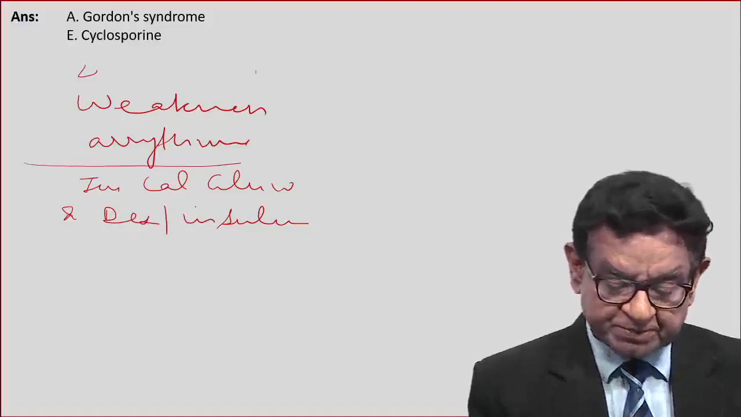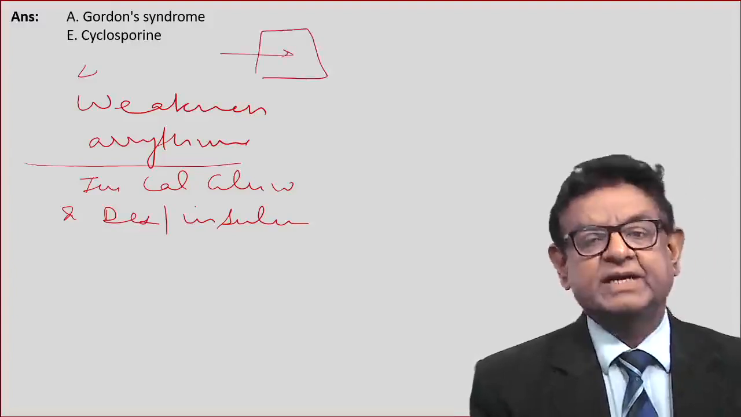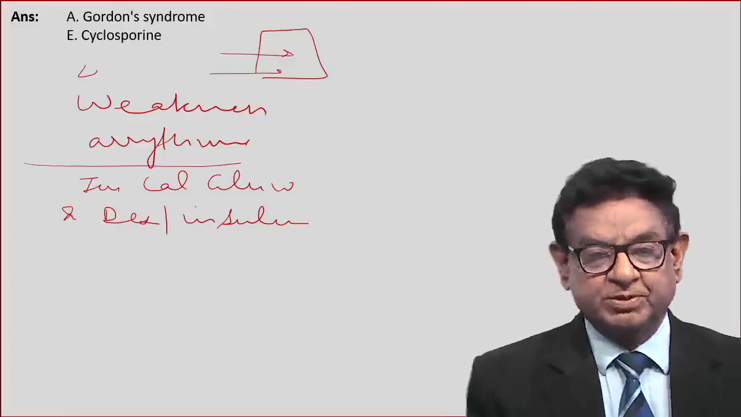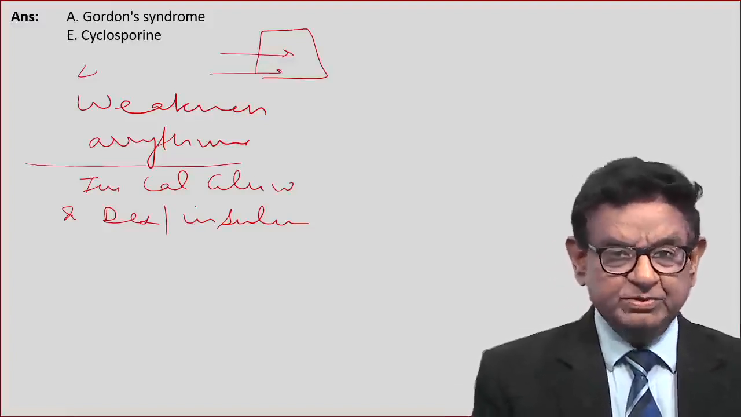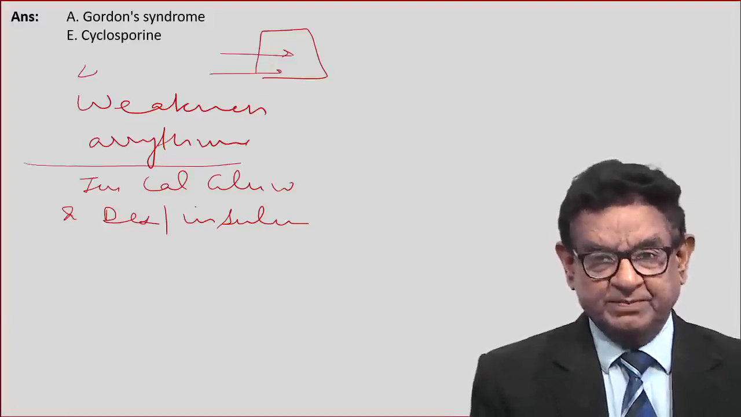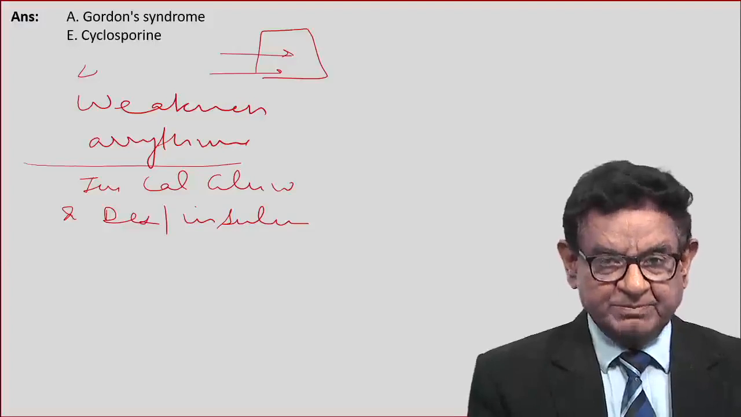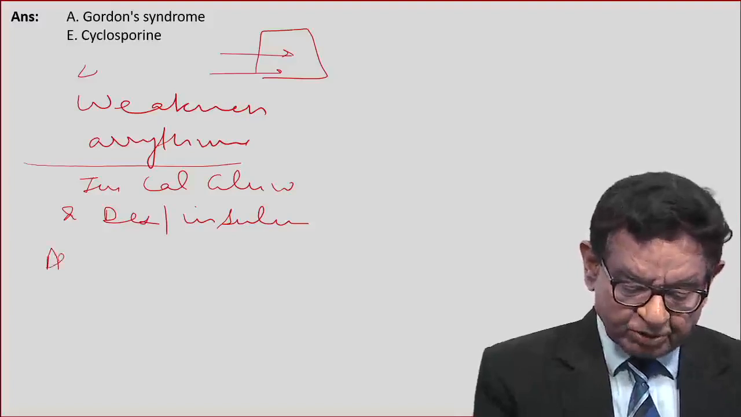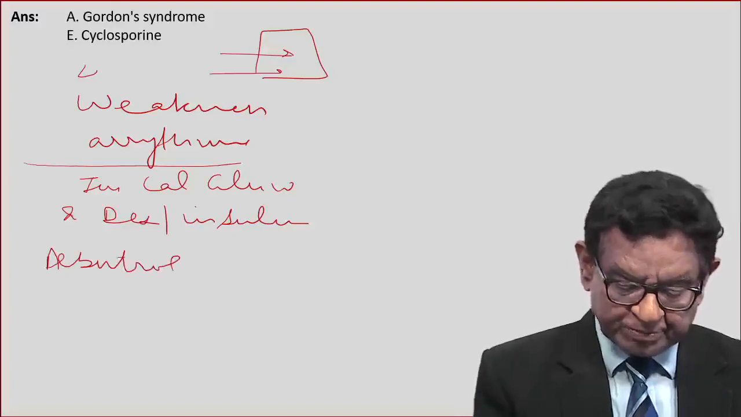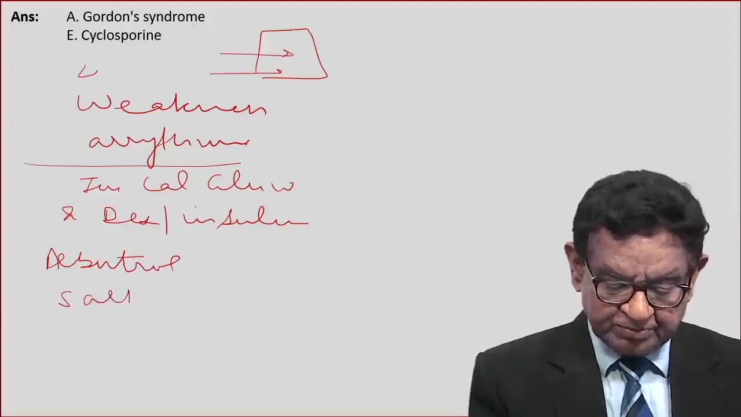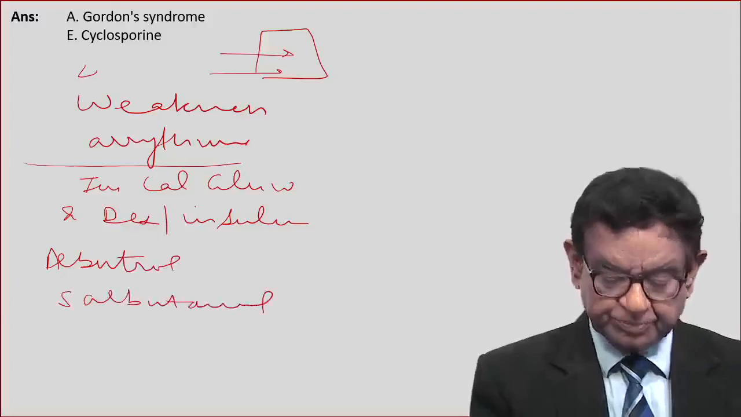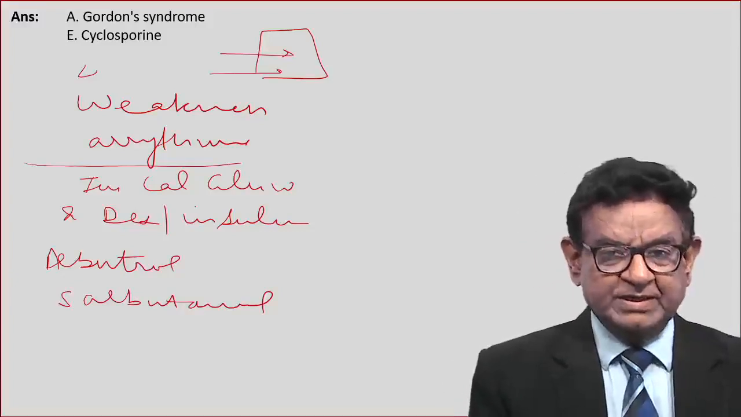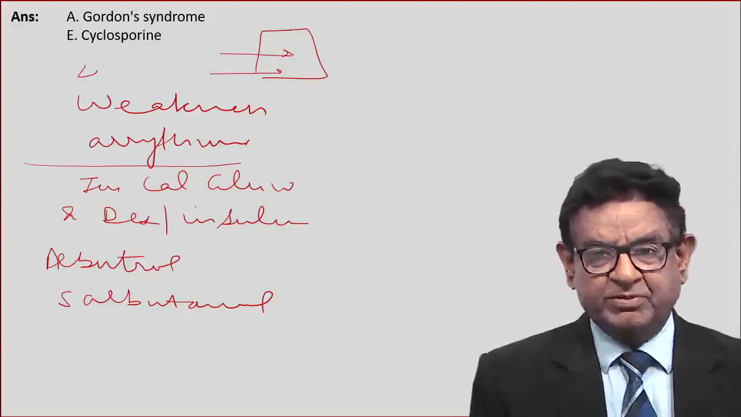What is the basic principle? This is a cell. When glucose enters the cell due to insulin, it takes potassium as a co-transport. That's how we use dextrose insulin drip to treat hyperkalemia. The second way of treating hyperkalemia is by giving a beta 2 agonist drug. The most commonly used drug is albuterol. In actual practice, we can use salbutamol also.